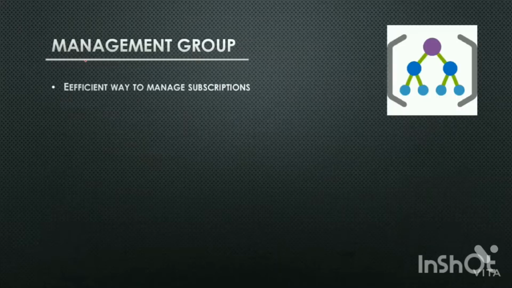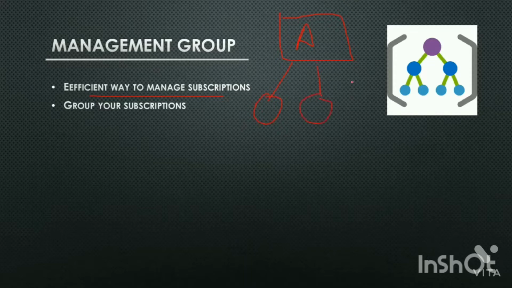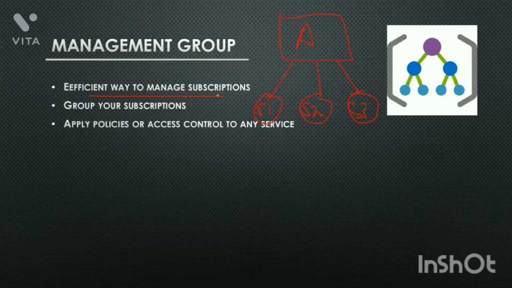A management group is the easiest way to manage subscriptions. Suppose there is one organization named A. One organization can have multiple subscriptions. Let's assume for now what a subscription is; we can see it in the next slide. This is subscription 1, this is subscription 2, and this is subscription 3. If an organization has multiple subscriptions, how does a management group help to manage them efficiently? We will see.